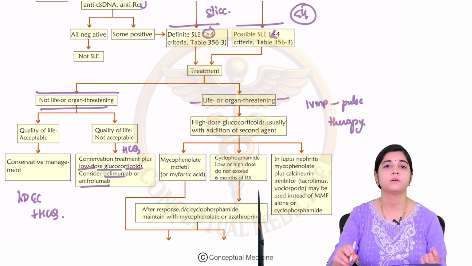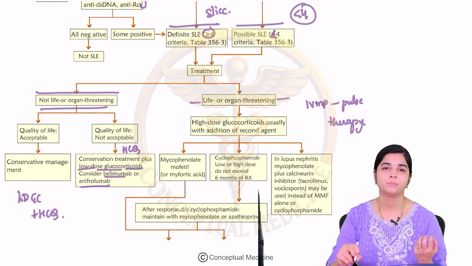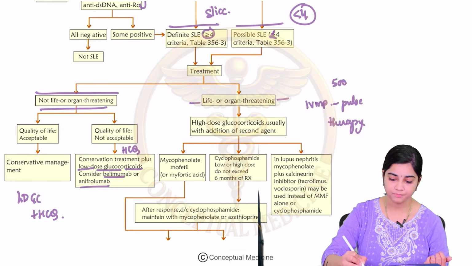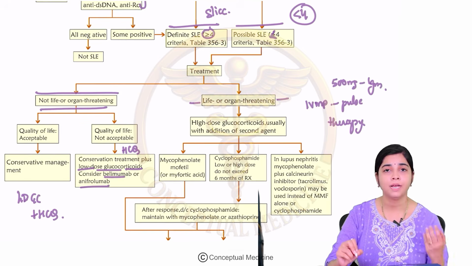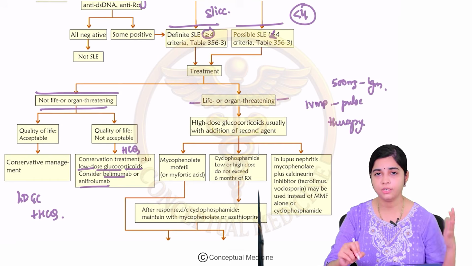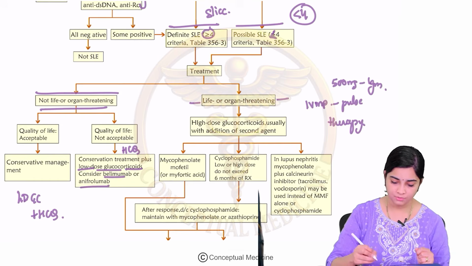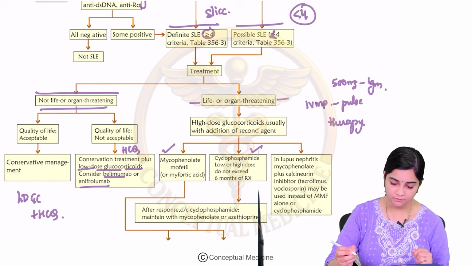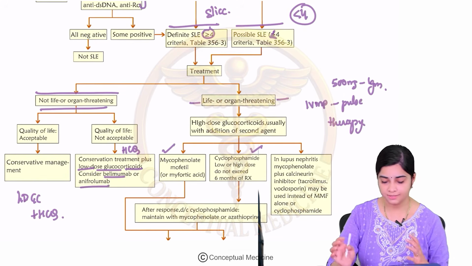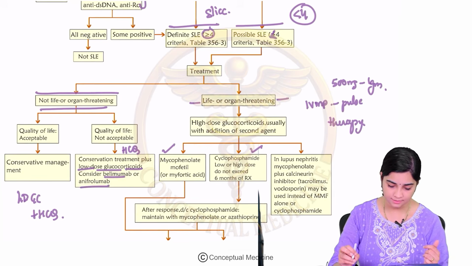Okay, so we do something called the IV methylprednisolone pulse therapy, where 500 mg to 1 gram is given. Then you change it to oral and you taper it over some time, with the addition of a secondary agent. The agents used are MMF, cyclophosphamide, or, in lupus nephritis, the treatment is completely different, which we will see.